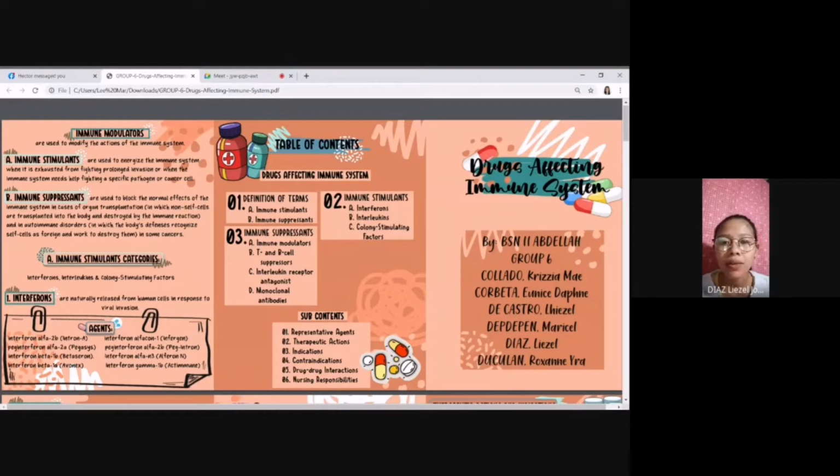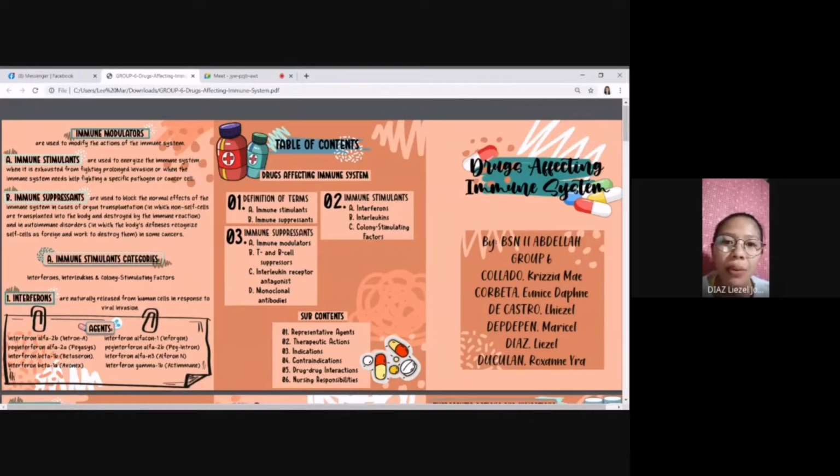So first, what is an immune modulator? As stated here, immune modulators are used to modify the actions of the immune system. We have here the immune stimulants and immune suppressants. What are immune stimulants? Immune stimulants are used to energize the immune system when it is exhausted from fighting a prolonged invasion or when the immune system needs help fighting a specific pathogen or cancer cell.